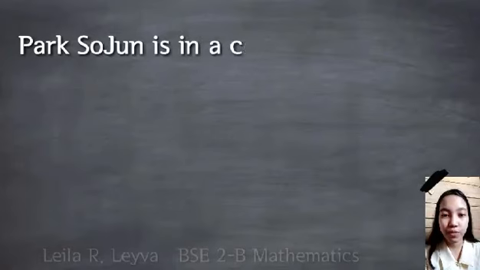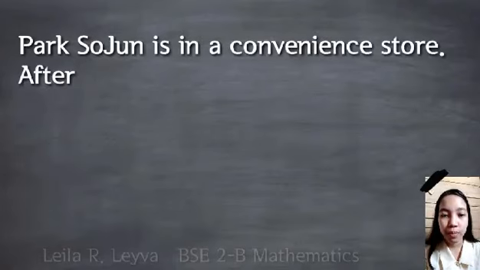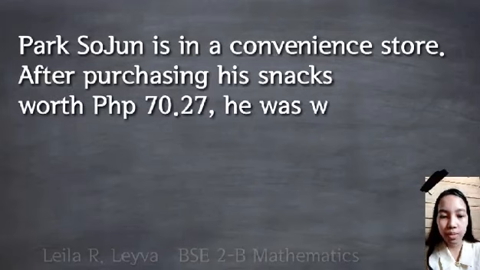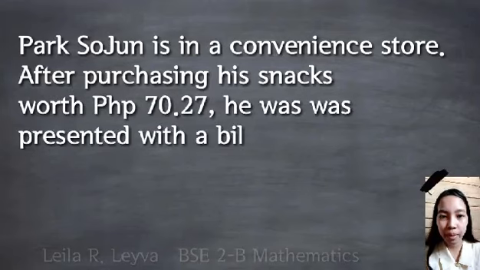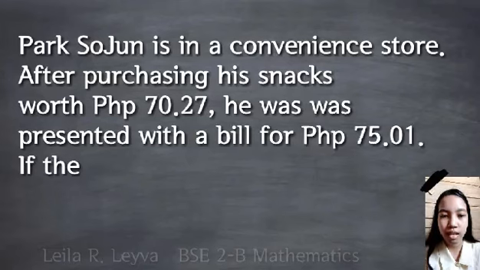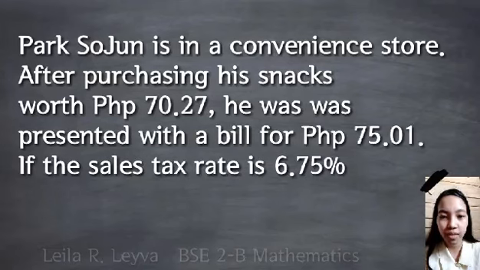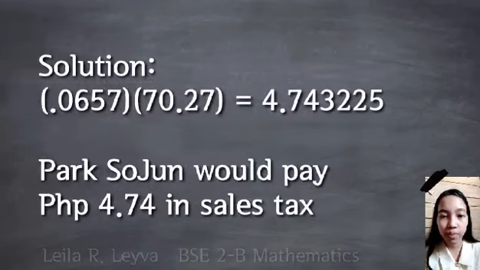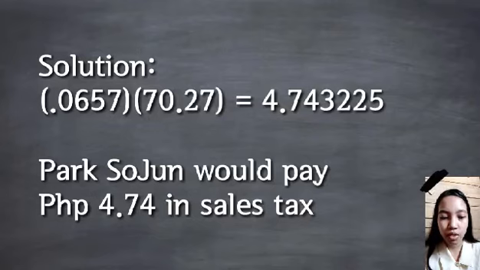Park Seo-jun is in a convenience store. After purchasing snacks worth 70.27 pesos, he was presented with a bill for 75.01 pesos. If the sales tax rate is 6.75%, how much is the tax? We convert the percentage into decimal. We have 0.0675 multiplied by 70.27. And now, Park Seo-jun would pay 4.74 pesos in sales tax.